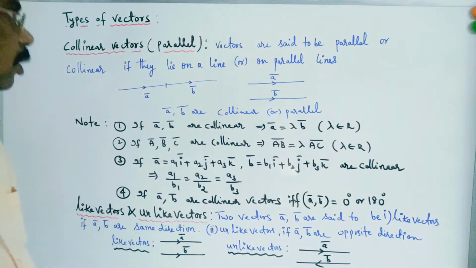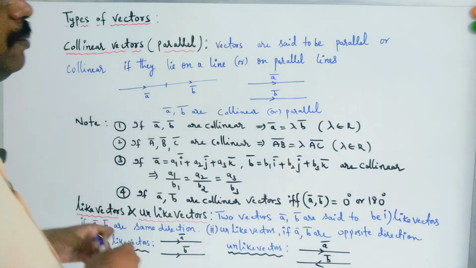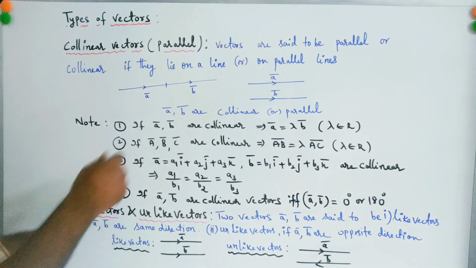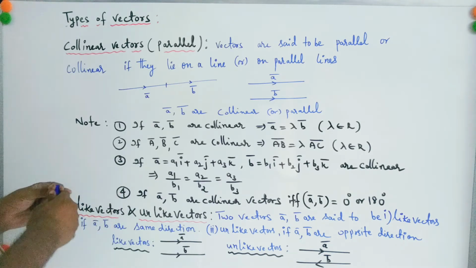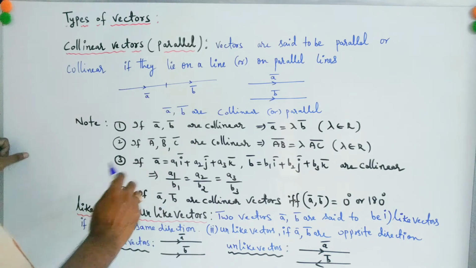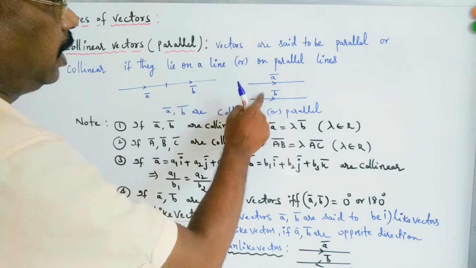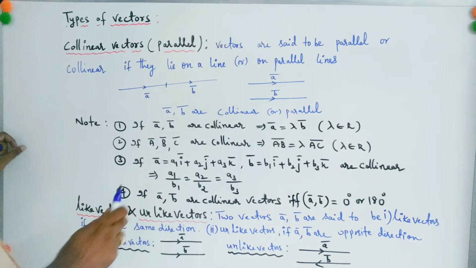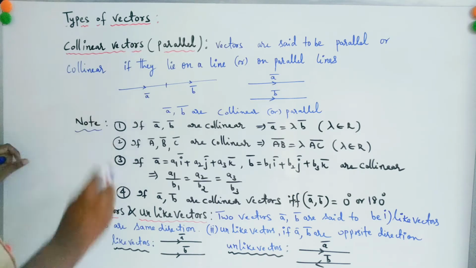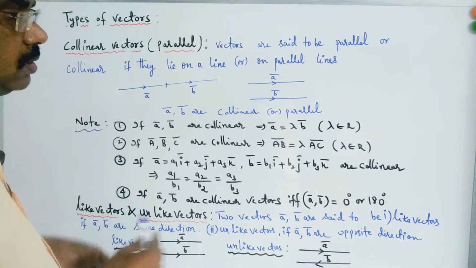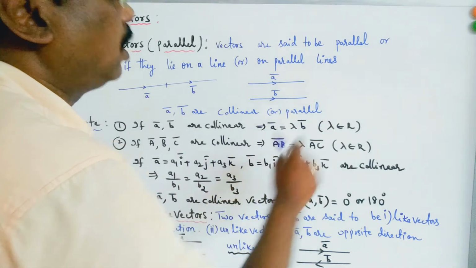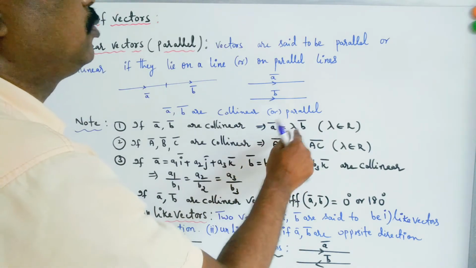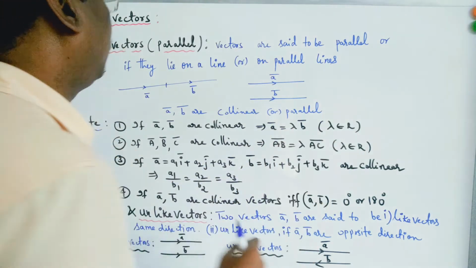Next one, collinear vectors or parallel vectors. Vectors are said to be parallel or collinear if they lie on a line or on parallel lines. Observe here a bar and b bar. Here also a bar and b bar are parallel or collinear vectors. Note: if a bar and b bar are collinear vectors, then a bar is equal to lambda times b bar, where lambda belongs to R, or a bar is equal to t times b bar, where t belongs to R.